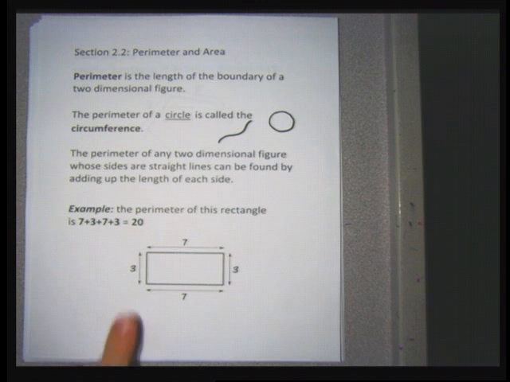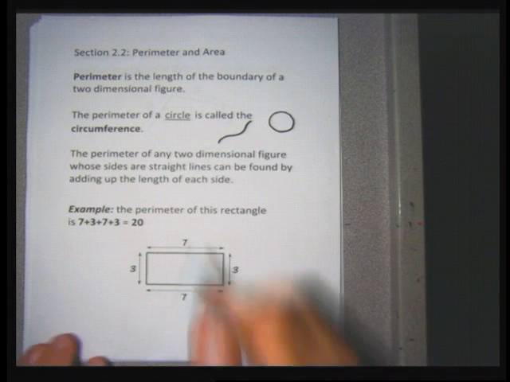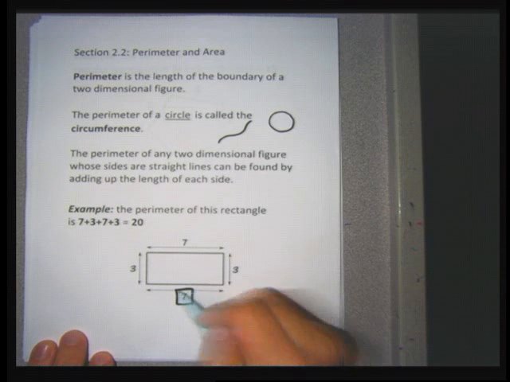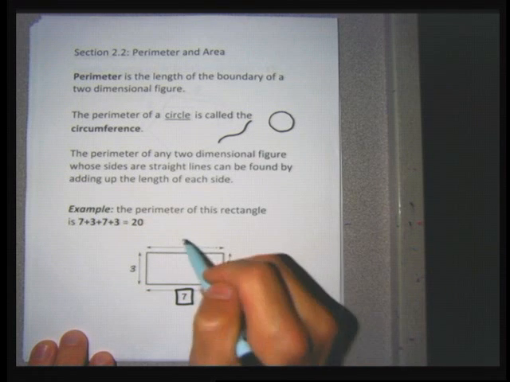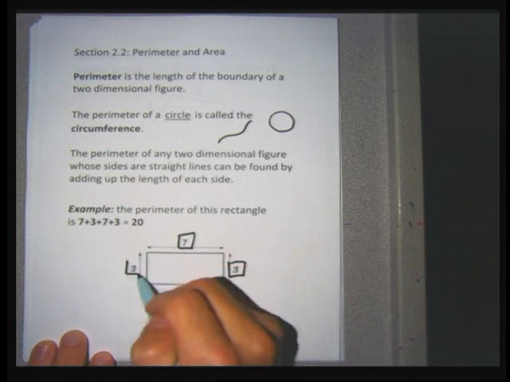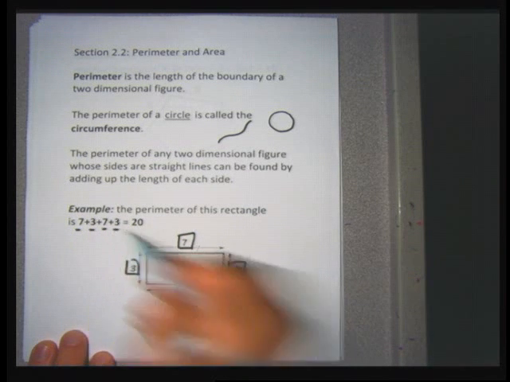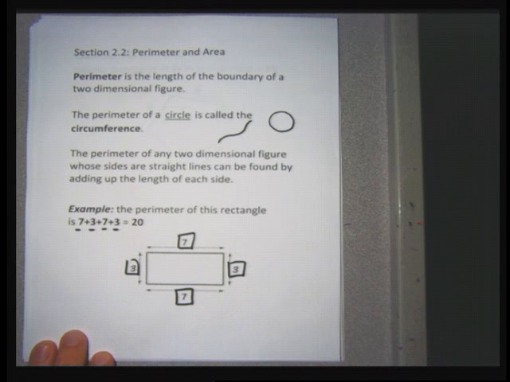So there's just a picture here that gives me a rectangle, and I could find the perimeter of this rectangle by just adding up the lengths of the sides. So I just started with one of the sides and worked my way around the rectangle. So I had a side at 7, 3, 7, and 3. I added the sides and I got 20.